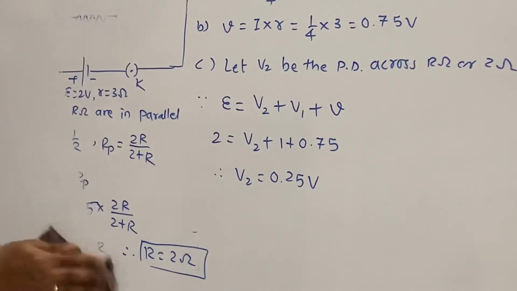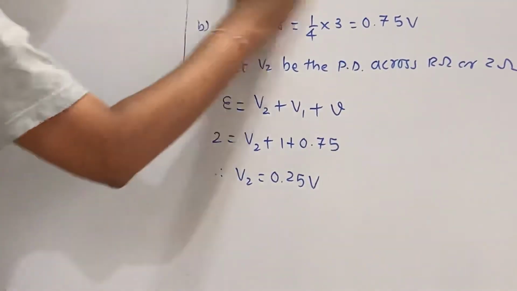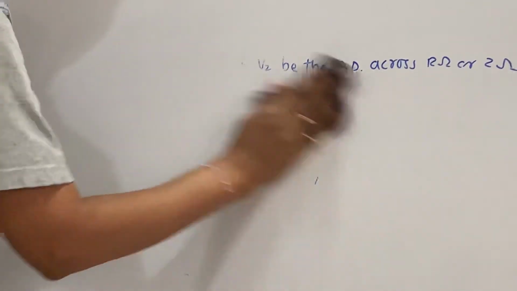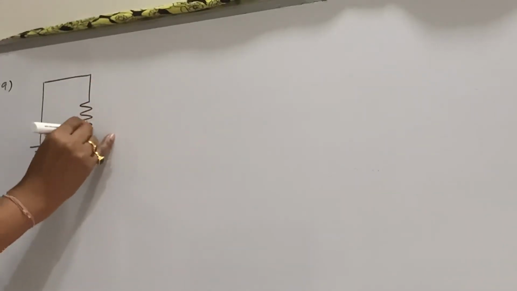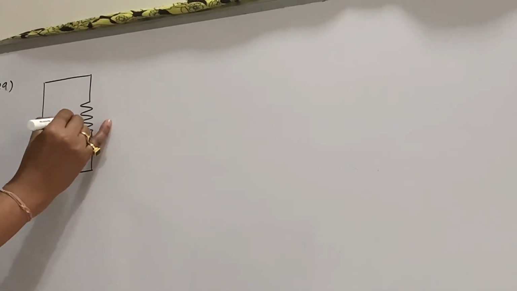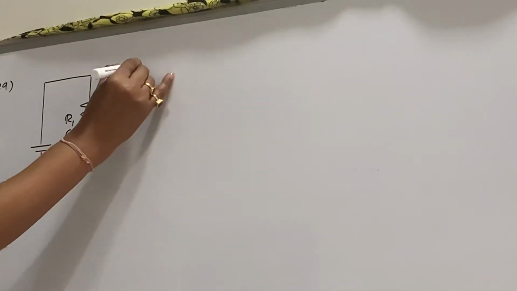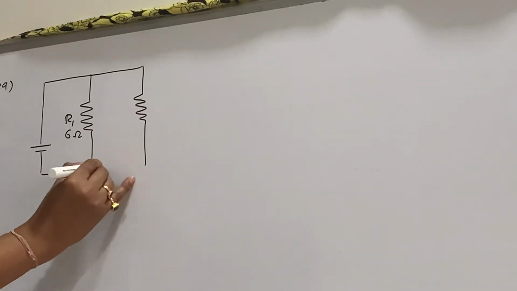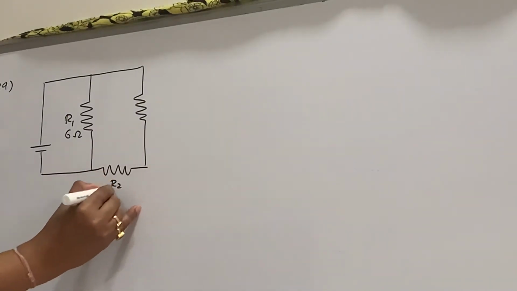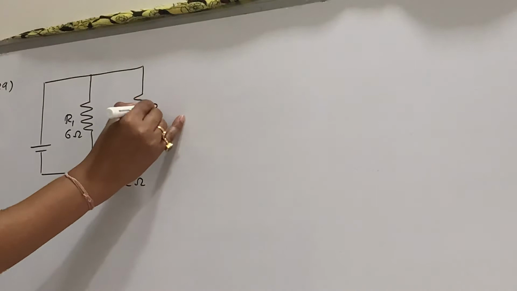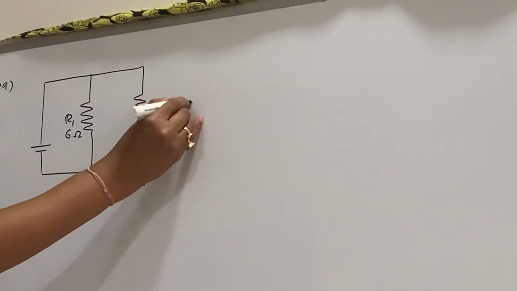Now we'll go with 29th question. What is given in the 29th? In the 29th question, you have a circuit diagram. So this is a cell across which there is a resistor which is called R1, which is 6 ohm. Here is one more resistor, the second resistor called R2, which is of 2 ohm. This is R3, which is of 4 ohm.